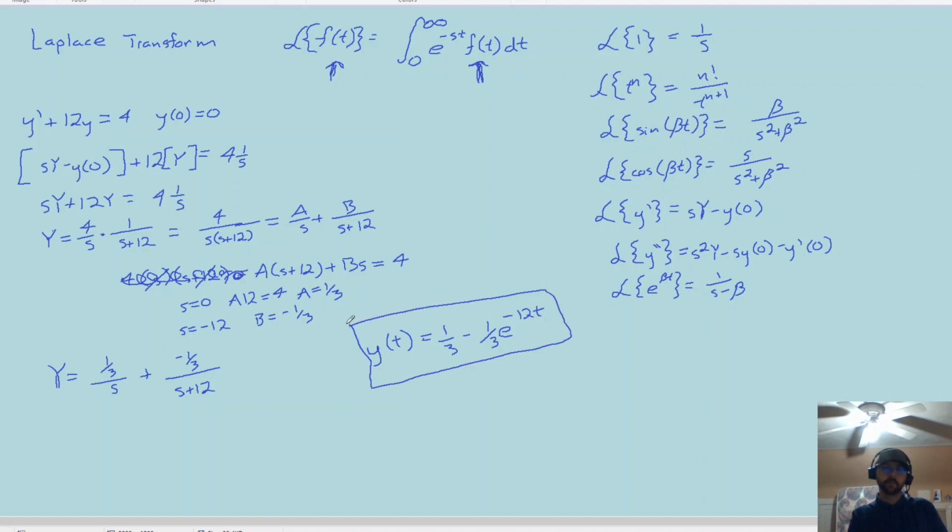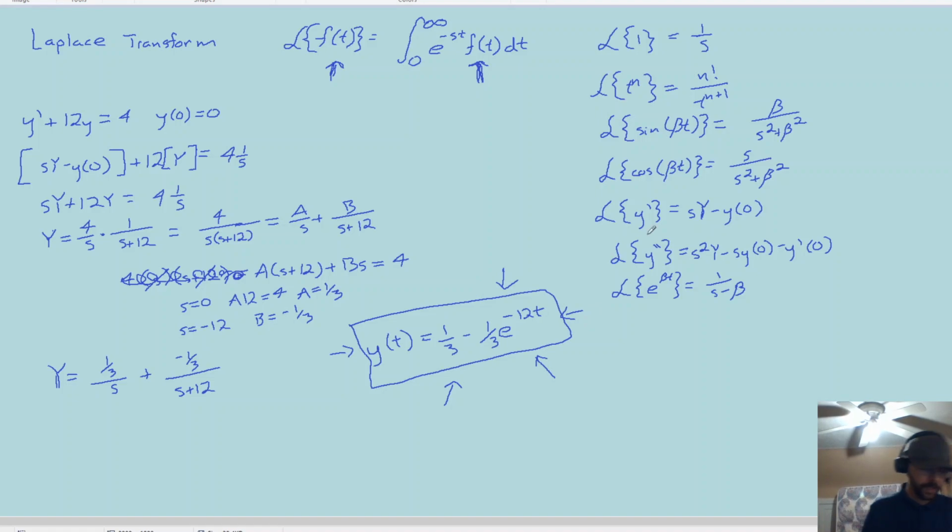And for a simple problem, I think this was easier to solve with whatever the other method was I used. But if I start adding the second derivative in there and making these longer, it's a lot easier to do it often using the Laplace transform method. So there is an example of a Laplace transform in action, hopefully with no mistakes.